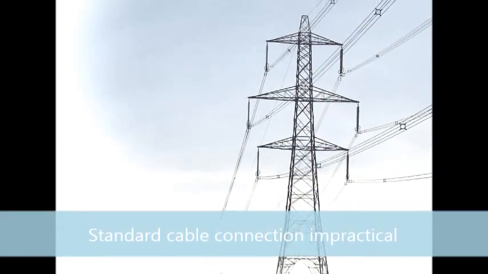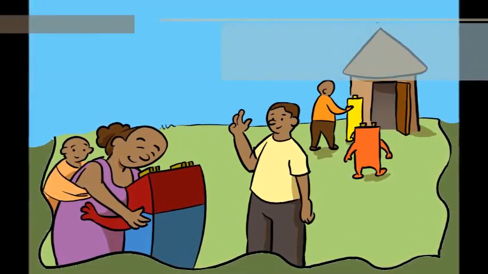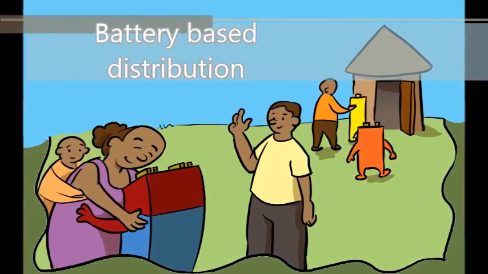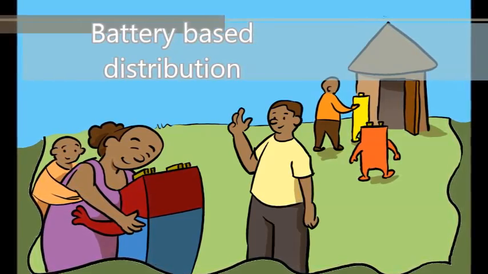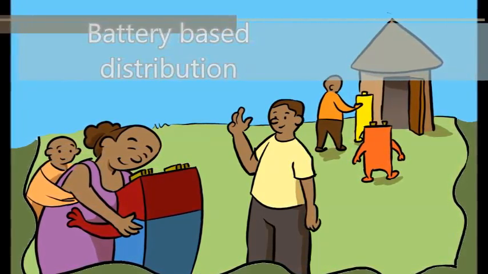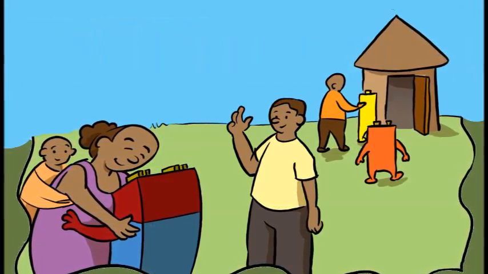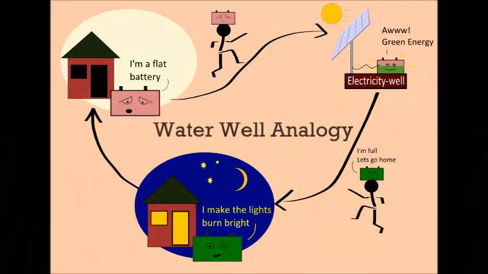However, this is where microutilities are unique. Microutilities rely on a battery-based distribution system. Instead of electrical cables connecting households to the grid, they are powered by battery packs. A good analogy is that of a water well. The microutility serves as the source of electricity, the well, which the local communities visit with battery packs, the buckets, for recharging. These battery packs are taken home, where they can power small electrical appliances like lamps, radios, small TVs, etc.